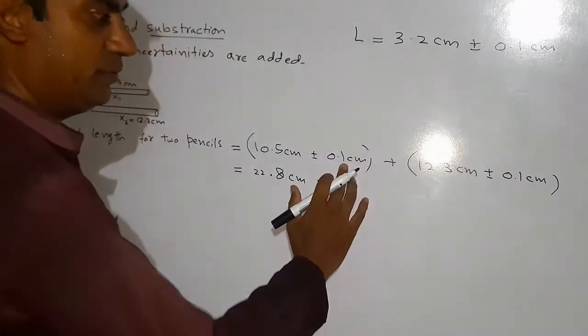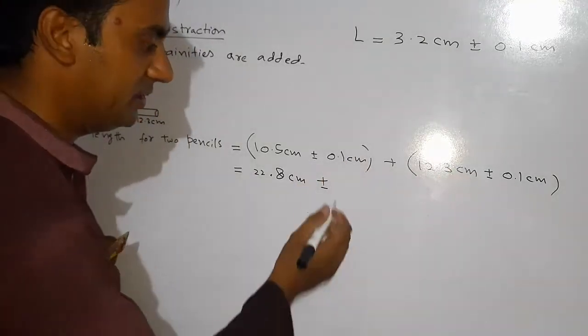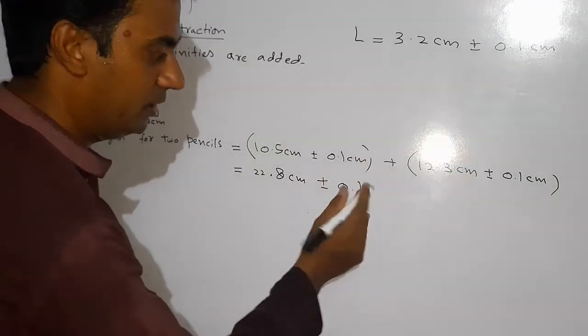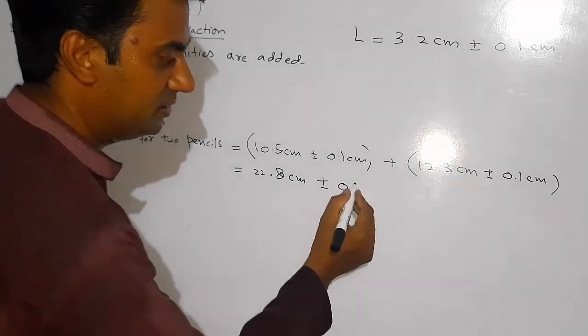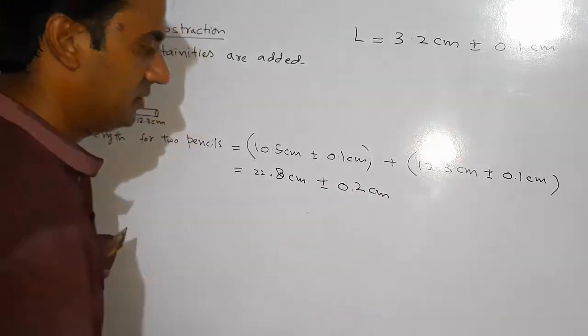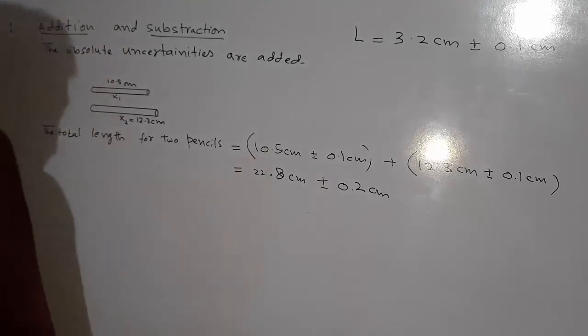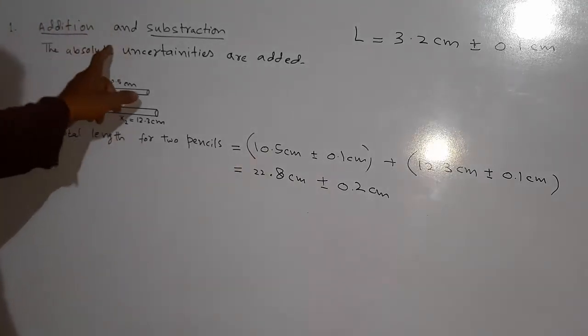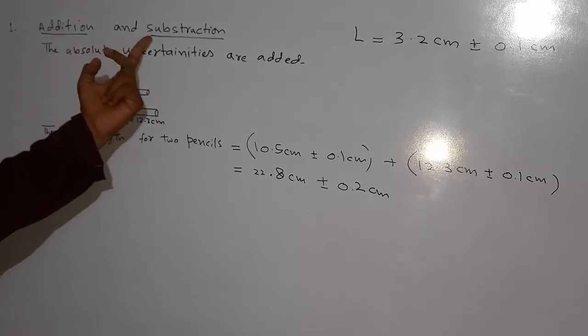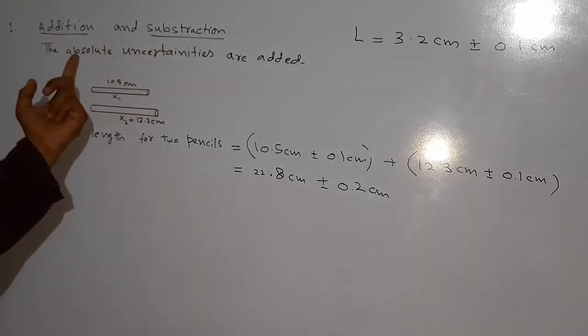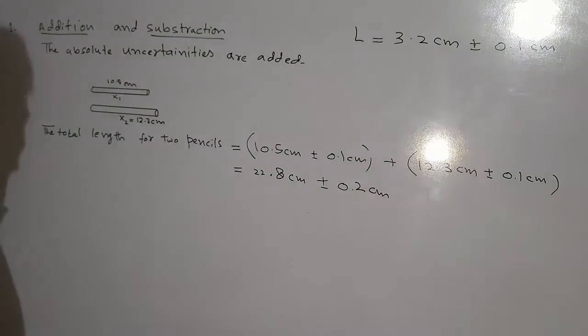So this is 0.1 centimeter and this one is also 0.1 centimeter. We write 0.1 plus 0.1, that makes 0.2 centimeter. Yes, this is the final uncertainty in case of addition. And the rule is the same. You can see that for addition and subtraction, the rule says that absolute uncertainties are added.